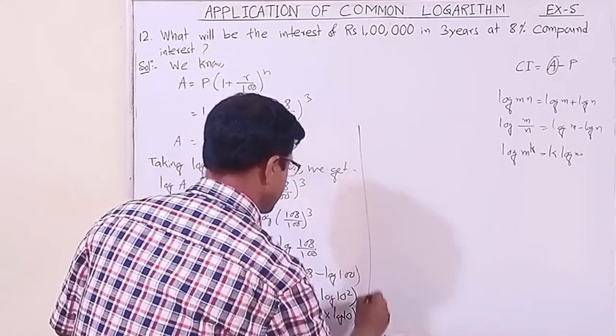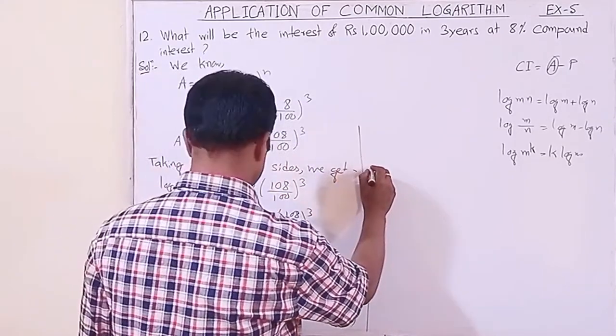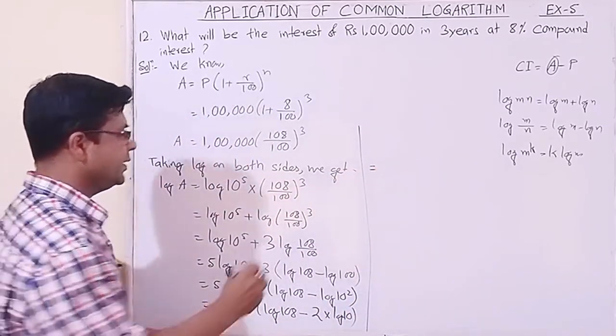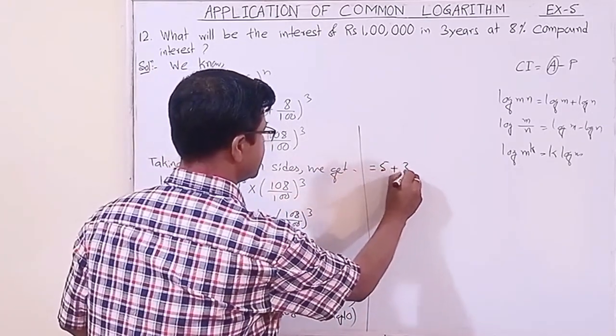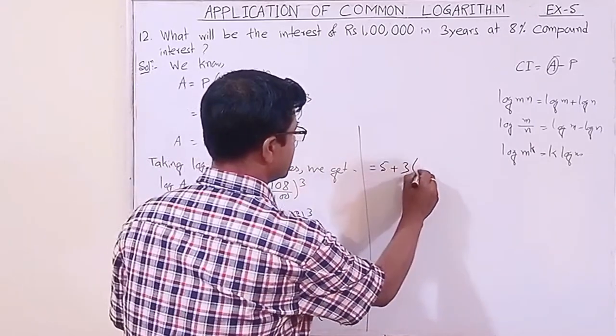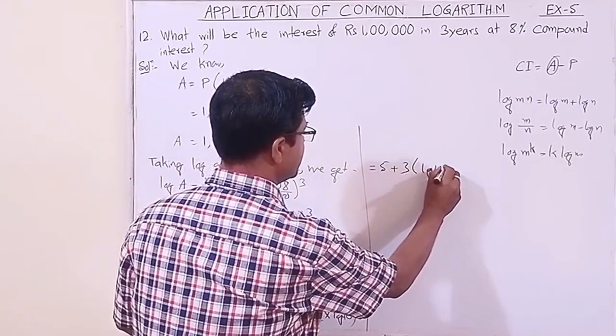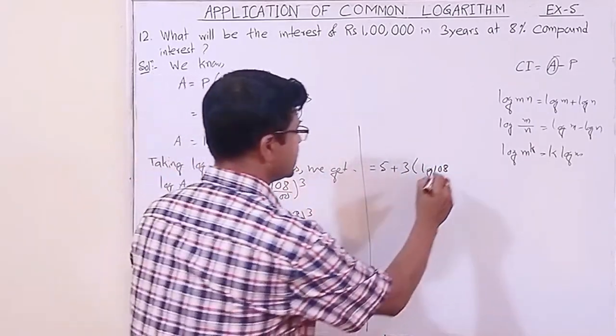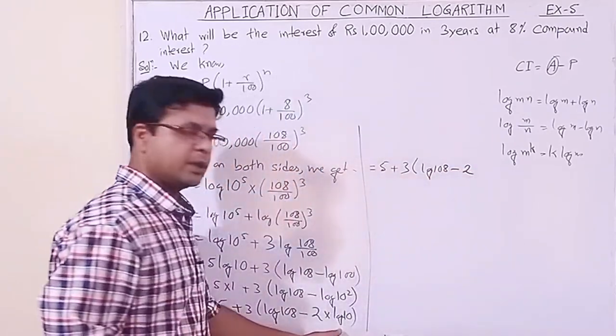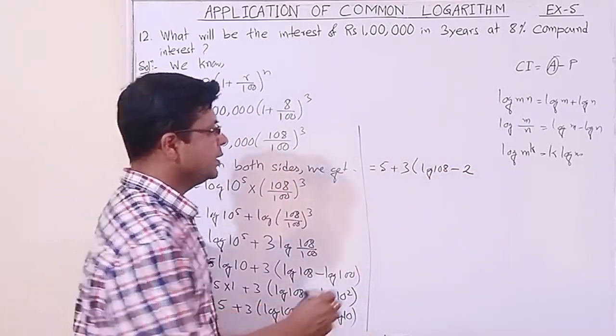Okay, the remaining part, let us see what it will be. We have 5 plus 3 log 108 minus, log 10 value is 1, so 2 into 1, this is 2. We will need to use the log table.